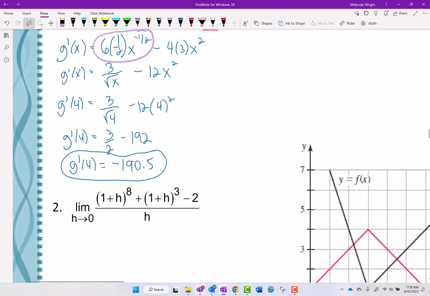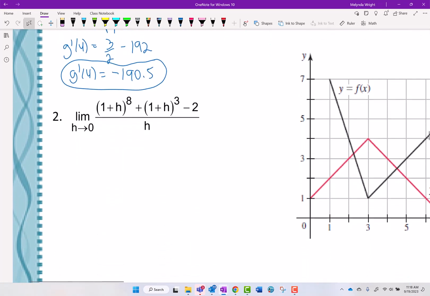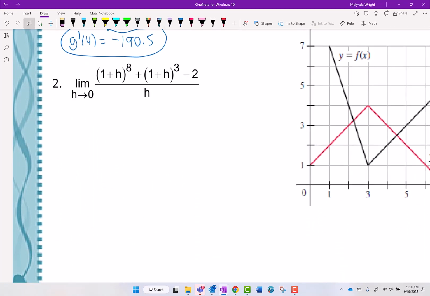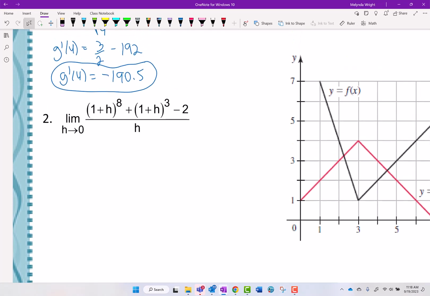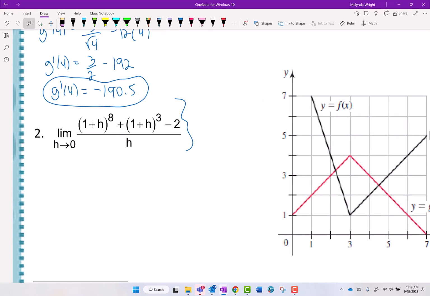All right. What we want to do here is step back. On a problem like this, h goes to 0 with the h on the bottom. That should look familiar to you. It should remind you of something that you've memorized, right? The definition of the derivative. This is what this should remind you of. And so this is a problem where we need to recognize this as the definition of the derivative.